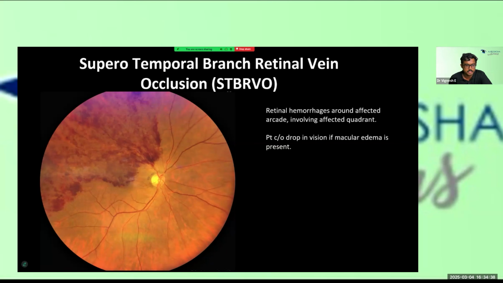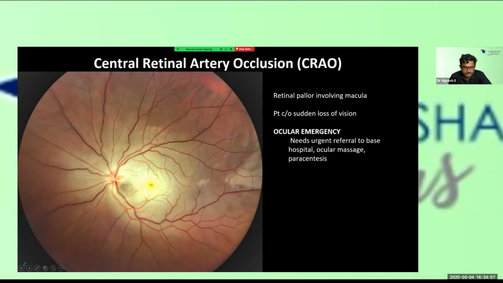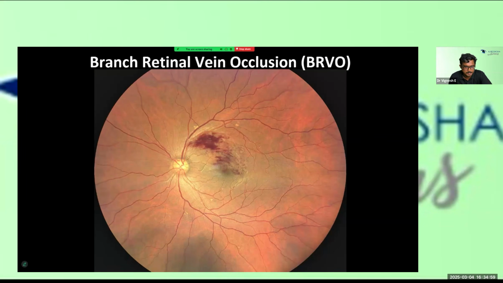So in association, usually these patients tend to have macular edema, because of which a patient will have a drop in vision. This is a localized branch retinal vein occlusion. Here we can see that only this area in the macula is affected, causing hemorrhages, and this patient will also have macular edema causing a reduction in vision. So STBRVO is a branch retinal vein occlusion and a branch artery occlusion.